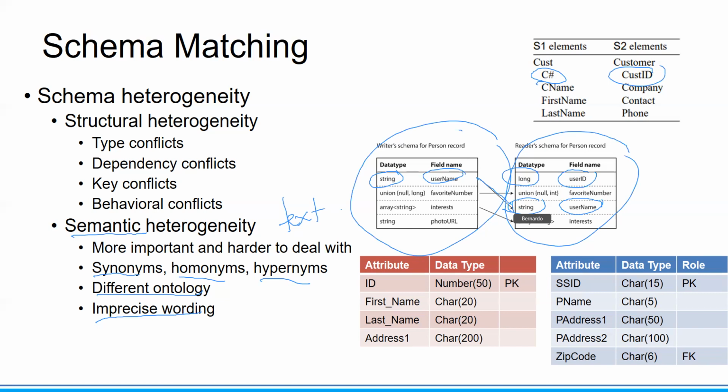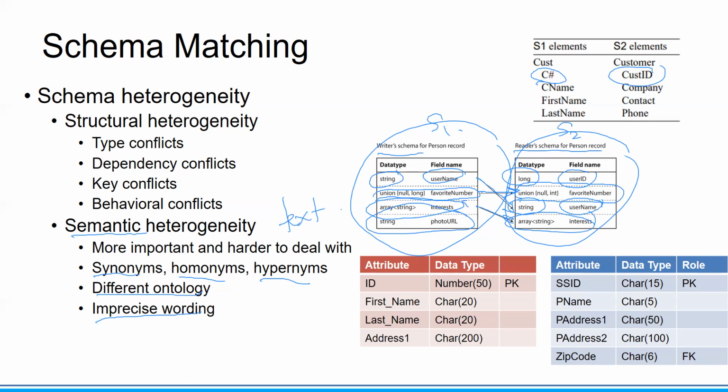Favorite number for the schema 1, and then this is the schema 2. So schema 2 is about the reader, and schema 1 is about the writer. The favorite number has the same data type and field name, so we can match this one. If it is the interest, this is array string. This data is matched, but this data is different.